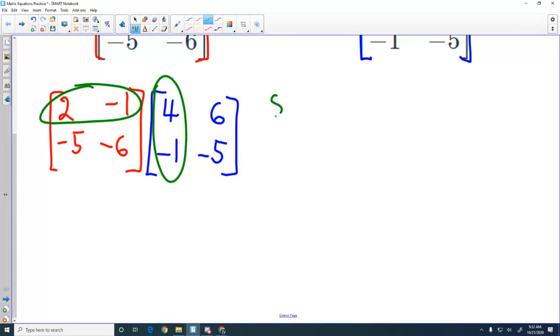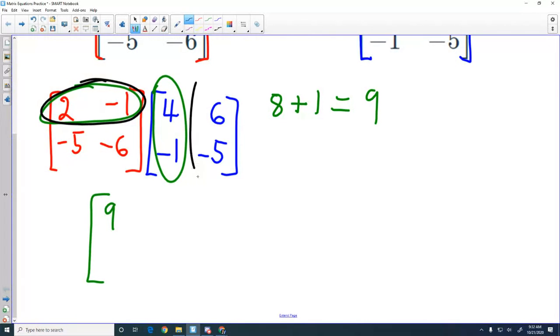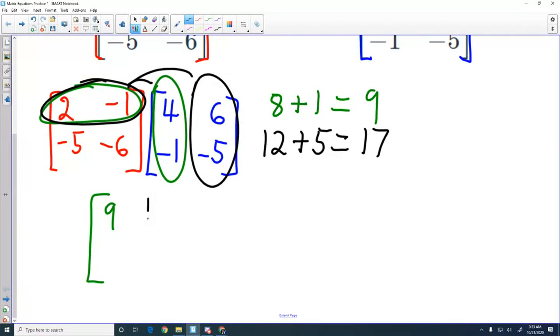So I'm going to multiply 2 times 4 to get 8. And then -1 times -1 is +1. The first element we get is 9. So we'll write that here in our solution matrix. Then we're going to move on to, still using that first row, but now we're going to multiply it by the second column. So it's like you take that row and you distribute it to each column. So I'm taking 2 times 6 to get 12. -1 times -5 is +5. Add those up and we get 17. 17 is our second element.